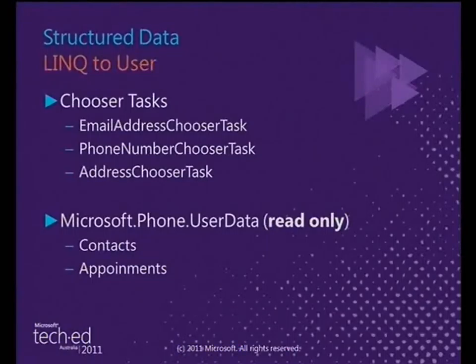So there's 3 new launchers and choosers. So email task chooser, phone number task chooser, and address task chooser, all aptly named. You get access to the email address, phone number, and actual physical address of that contact.